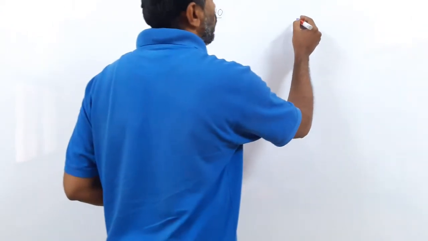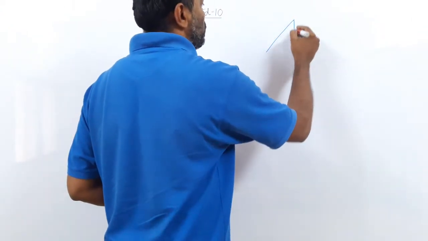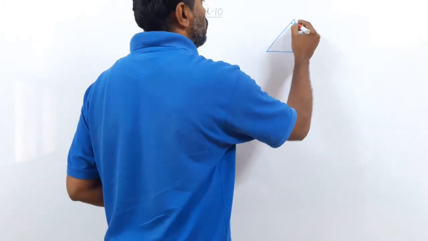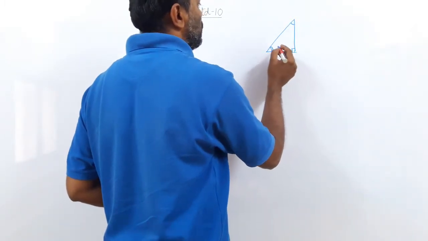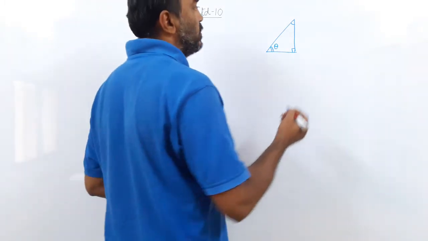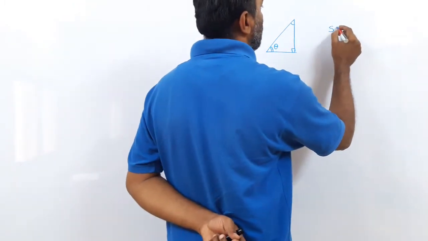Good morning, friends. So, let us get back to where we had left before. A right angle triangle has two acute angles. So, we take one acute angle and we get the six ratios. So, we'll write the ratios again.